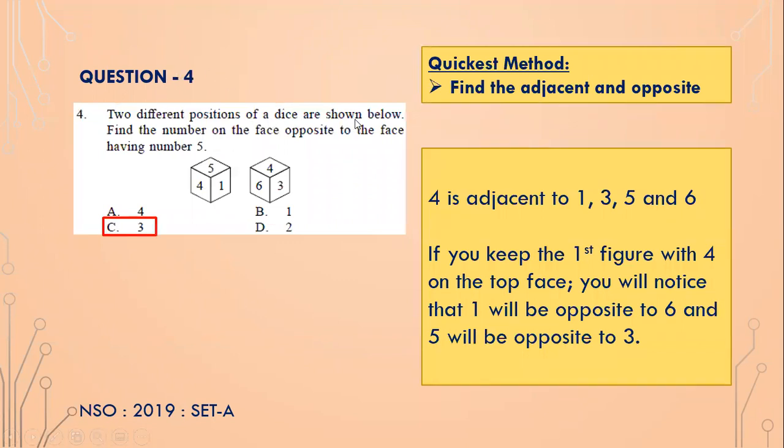Two different positions of a dice are shown below. Find the number on the face opposite to the face having number 5. So again, you have to visualize. If you put 4 on the top and imagine that the dice is rotated, then 6 will be opposite to 1, and 5 will be opposite to 3. This is a kind of problem of visualization: if you keep 4 on the top, then 5 will be this side and 1 will be the back side. So 6 will be opposite to 1 and 5 will be opposite to 3.